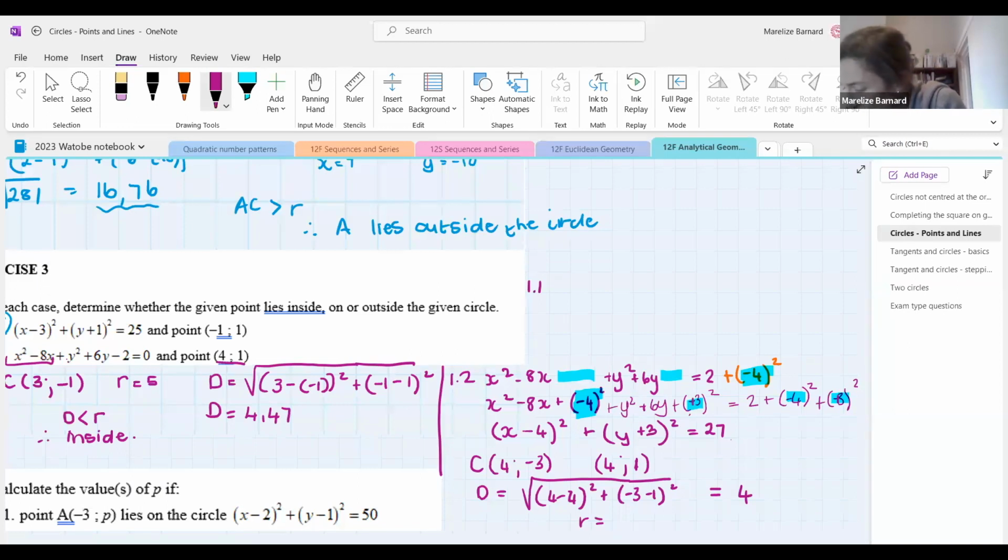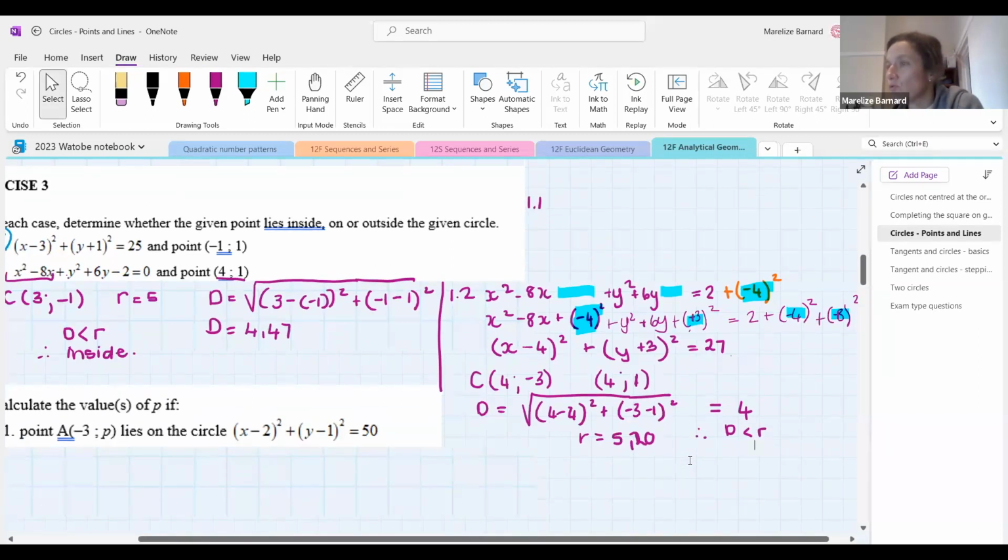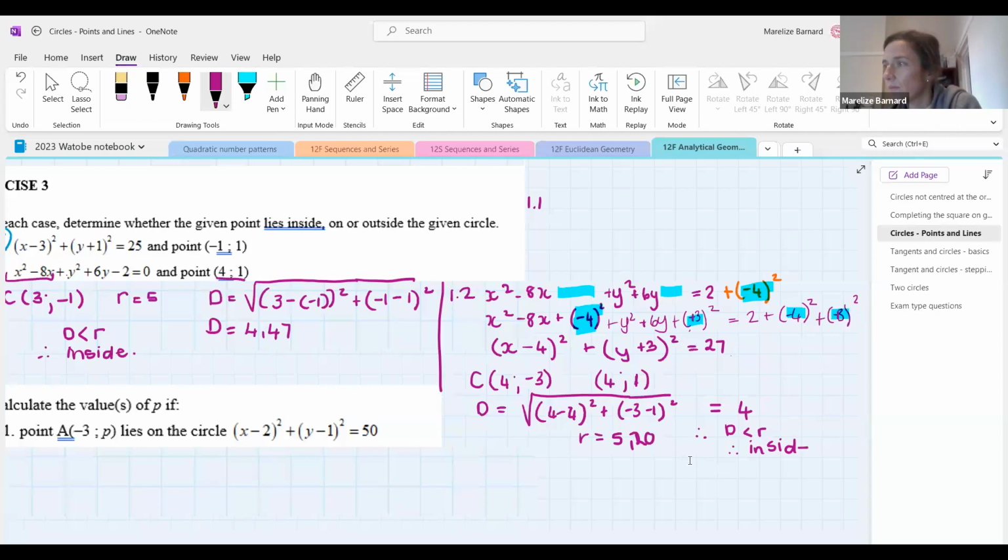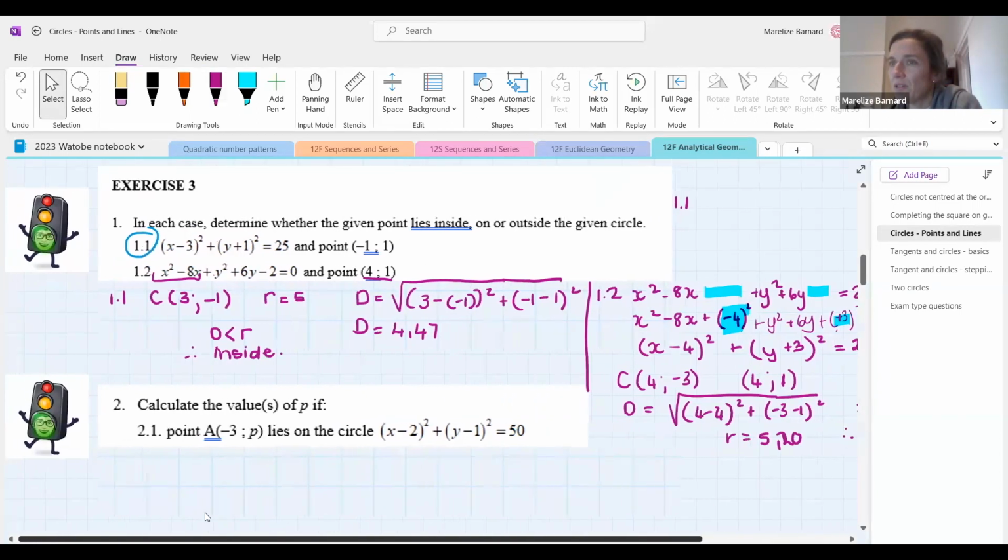There was a question, I'll take it now, and that's 5,19. If we round to 2 decimal places, 5,2. Therefore, the distance is smaller than the radius, and it is therefore inside the circle. That's it. Good job, everyone. Good job.